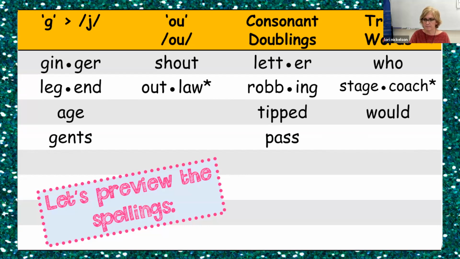All right. We have the J sound spelled with a G, like ginger, legend, age, and gents. We have the ow as in shout and outlaw. We have our consonant doublings like letter, robbing, tipped, and pass. And our tricky words are who, stagecoach, and wood.